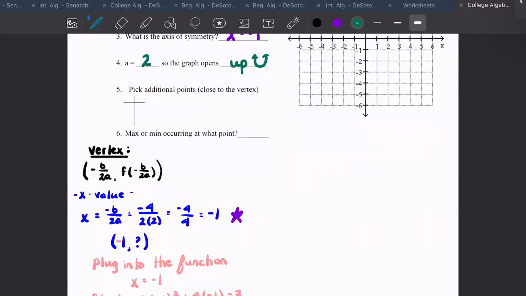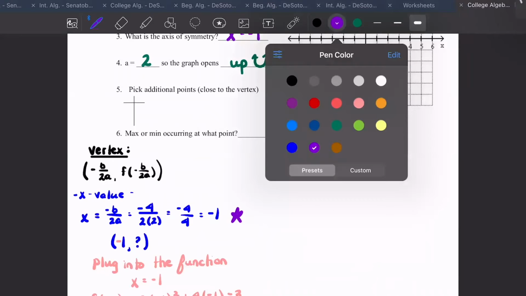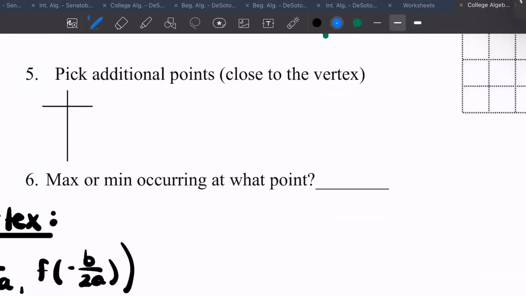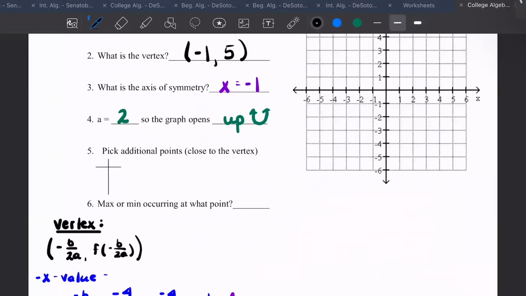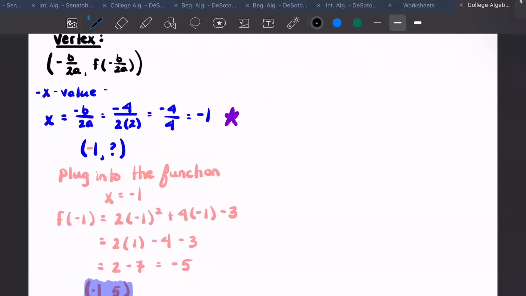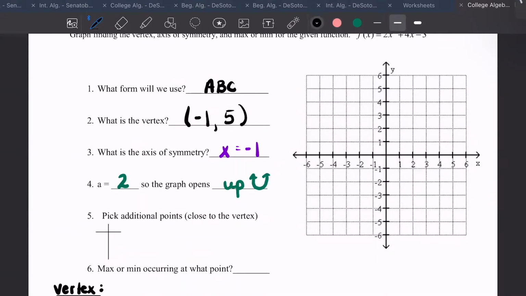And then it says pick additional points close to the vertex, okay? Pick additional points close to the vertex. So let's go ahead and mark our vertex. We're -1, and then, am I supposed to have a -5? Yep, you'll probably call that, and I did not. We got -5 for our vertex, so I'm just going to go in and write a negative. That is not bad. -5, -1, -5 is our vertex. That's my fault.